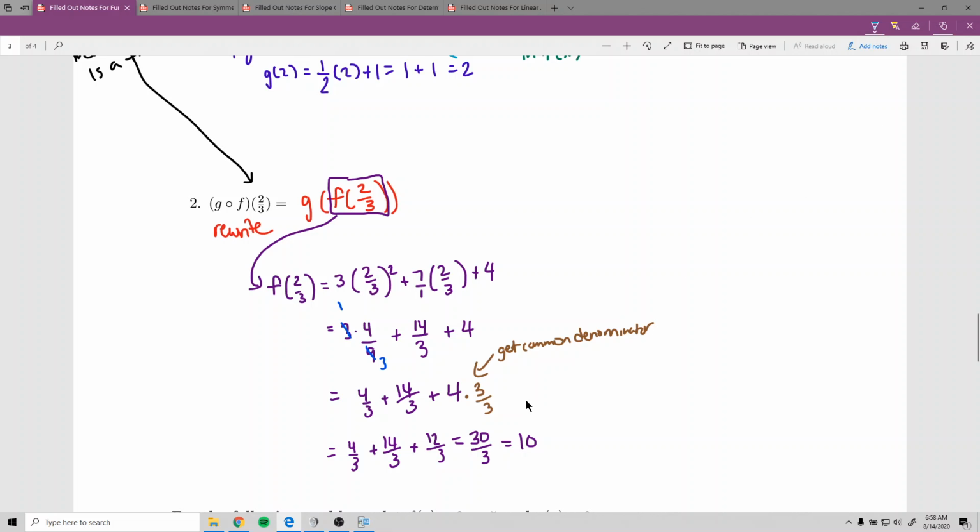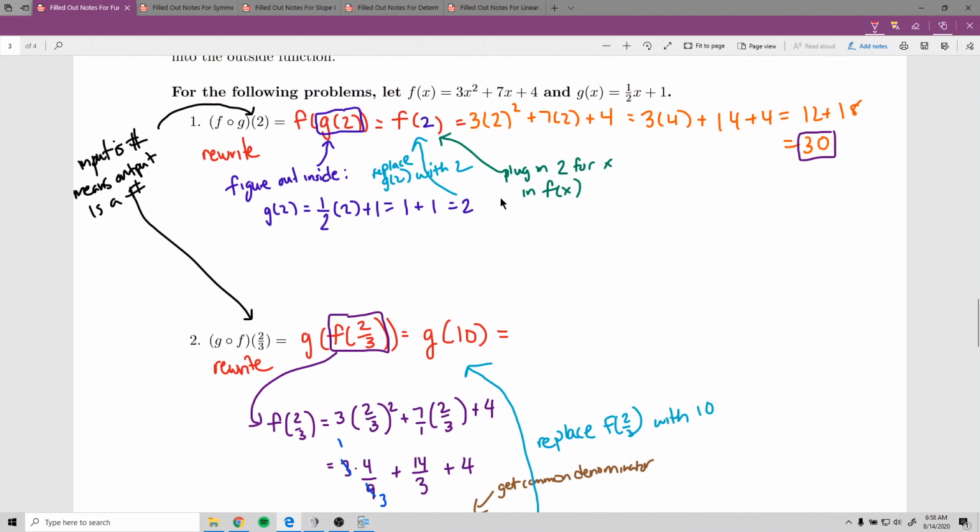Right, so that's really going to be most of the work in this problem because of the fraction, but it came out pretty easily. So we want to replace f of 2/3 with 10 because that's what it equals. On the inside, so we got g of 10. And now let me scroll back up. Our formula for g of x is 1/2 x plus 1, and we plug in x equals 10. All right, so we got 1/2 times 10 is 5, and 5 plus 1 is 6. So the final answer for this one is 6.